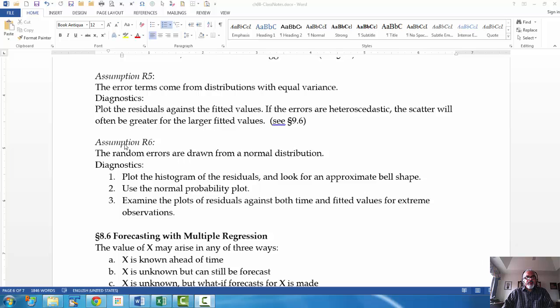The last assumption, R6, is that the random errors follow a normal distribution. There are two or three different ways that you can look at for verifying this assumption. We can plot a histogram of residuals and see whether there is an approximate bell shape. And there is the Excel normal probability plot. If the points on the normal probability plot lie along a straight line, then that indicates that the residuals follow a normal distribution. And we can also examine the plots against both time and fitted values.